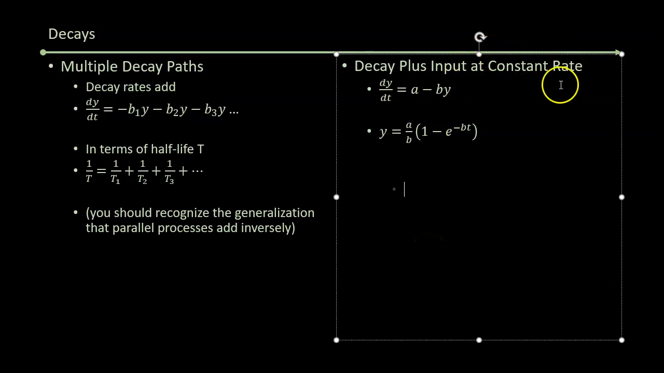Decay plus input at a constant rate is very similar, but now you've got your decay rate, but you've got new material coming in at some constant rate. And that gives you your amount of material at any time is A over B times 1 minus e to the minus bt.